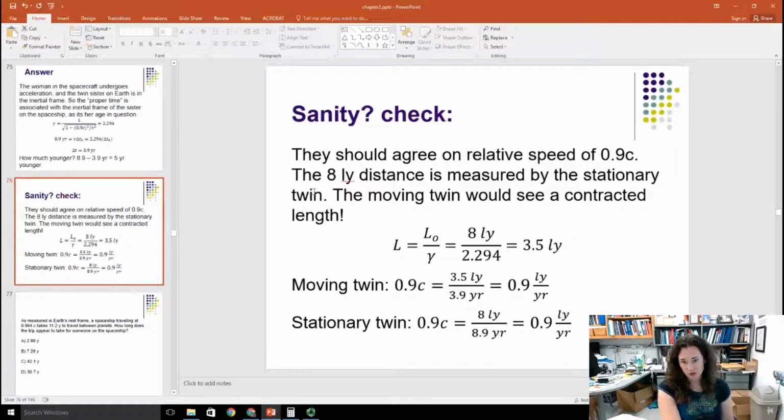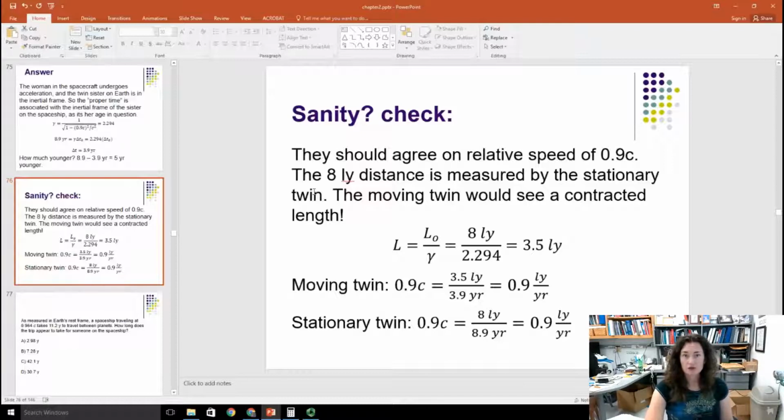Now, the moving twin is going to see a 3.5 light year distance traveled divided by a 3.9 year span of time. So 3.5 divided by 3.9 gives you 0.9 light years per year. They agree on their speed. The stationary twin sees an 8 light year distance, and she sees 8.9 years pass. 8 divided by 8.9 gives you 0.9 light years per year. So they both agree on the speed, okay?